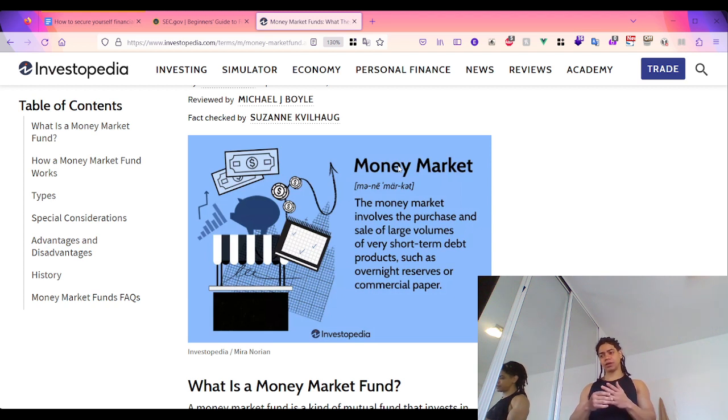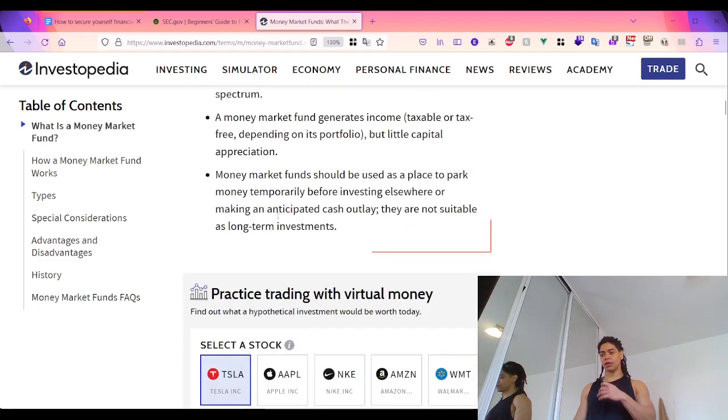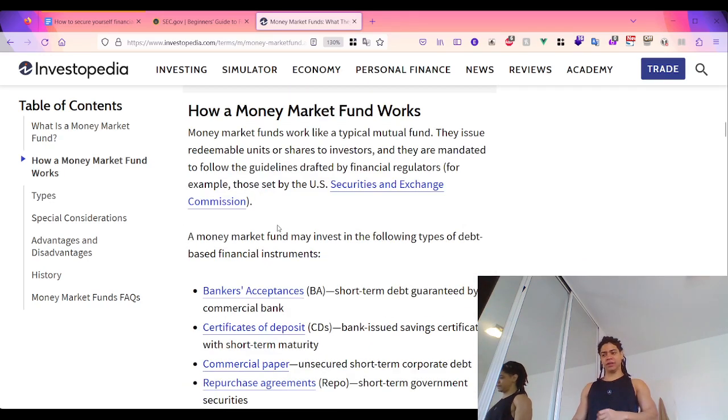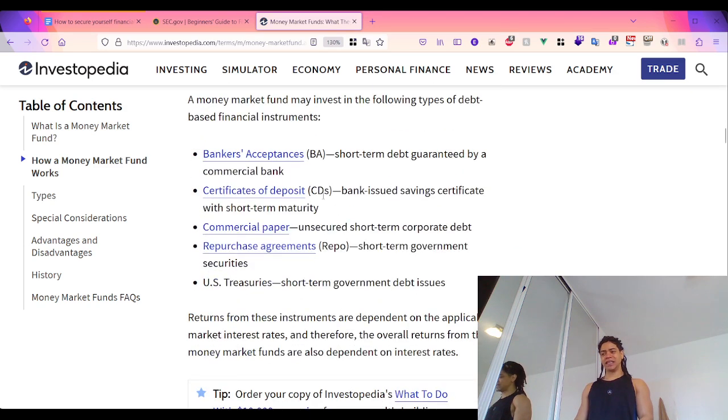commercial paper, risky short-term corporate debt, repos, which are short-term government securities, U.S. Treasury bills or Treasury bills in general, which are short-term debt issued by the government. And it is funny because this indicates how important credit is in the financial system.